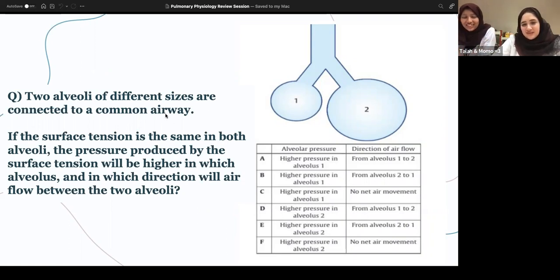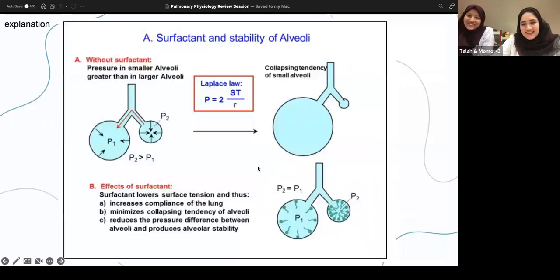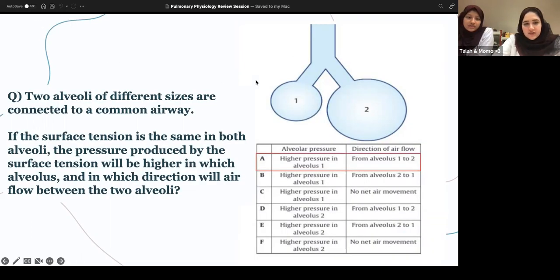Okay, I guess that's it. So the answer is A. You guys are right, and the explanation is spot on. As Momo just mentioned, this is explained by Laplace law and the presence of surfactant. You see in here, they mentioned that the surface tension is the same, and usually the surface tension is due to the presence of the surfactant.